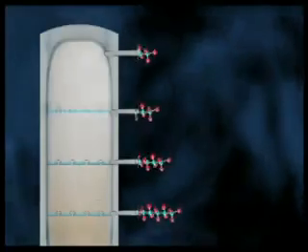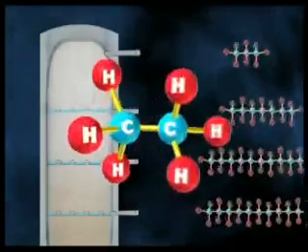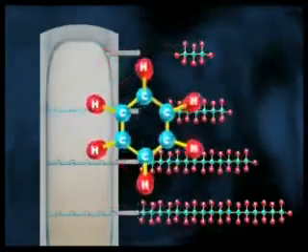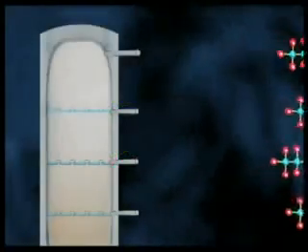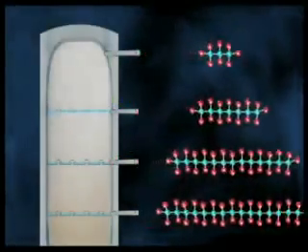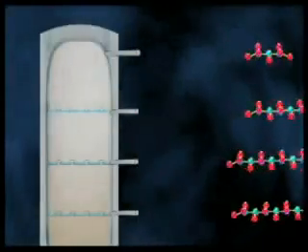The distilled liquid from each level contains a mixture of alkanes, alkenes, and aromatic hydrocarbons with similar properties, and requires further refinement and processing to select specific molecules.